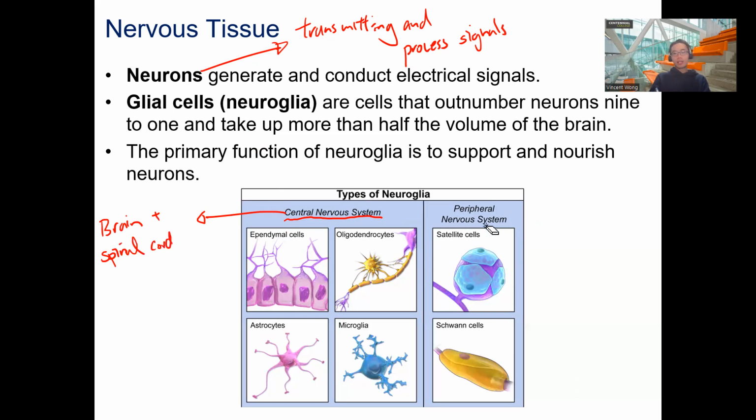Okay, and everything else is called a peripheral nervous system. So sometimes you would have glial cells that perform the same function, but one is found in the CNS, the other is found in the PNS, and they are named differently, even though they perform the same function. So we're going to learn more about that as well.